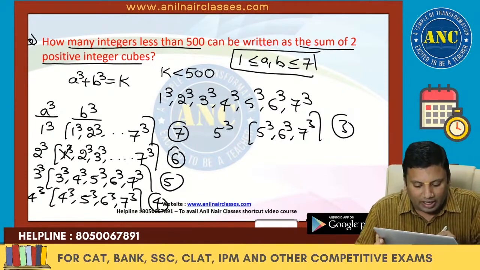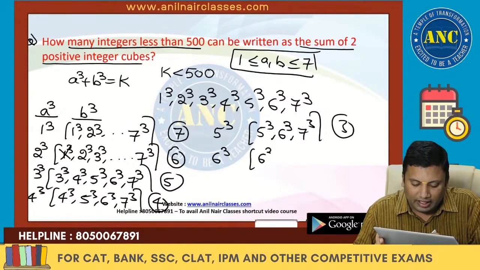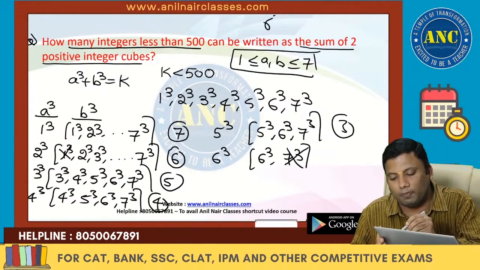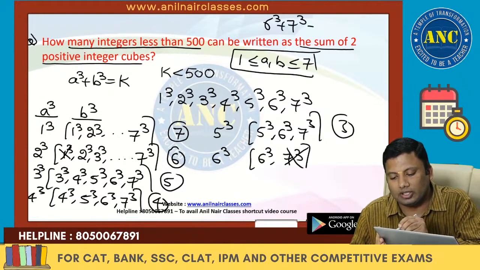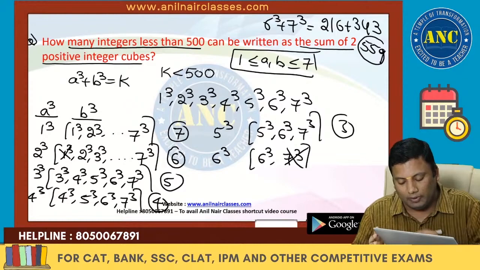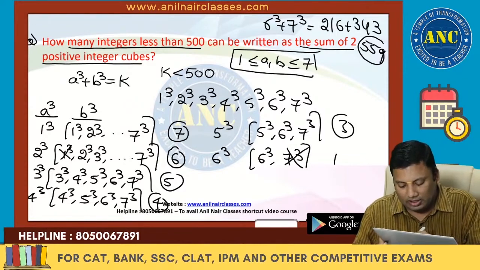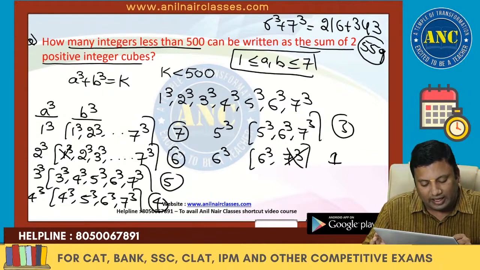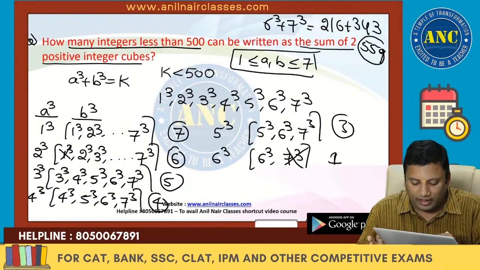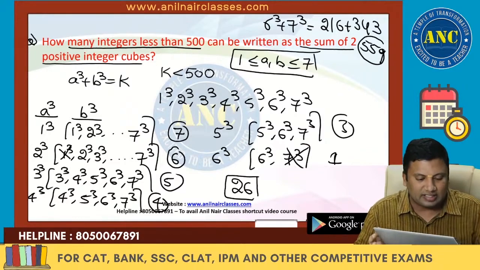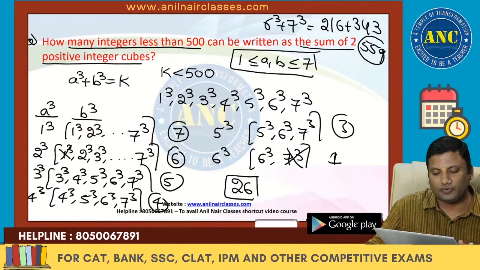Next one, if it is 6 cube, we can take 6 cube. 7 cube we should avoid it. Why? Because 6 cube plus 7 cube is 216 plus 343, which is 559. The value should be less than 500. So this is nothing but one case. So 7 plus 6 is 13, 13 plus 5 is 18, 18 plus 4 is 22, 25 plus 1 is 26 cases. Total 26 cases are there which will satisfy this question.